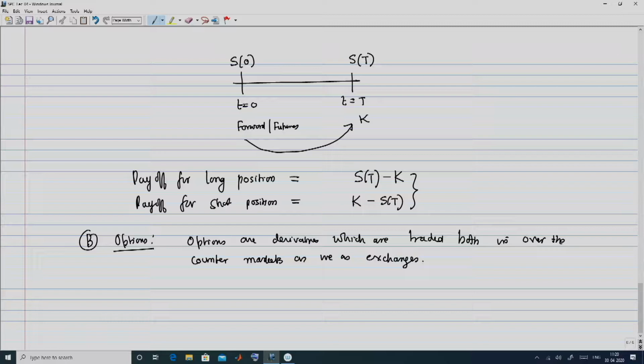Before I move on to the specifics of options, what I want to point out here is that while forwards and futures were a legally binding contract on both the parties, options are actually legally binding on only one party. Both forwards, futures and options are an agreement to buy or sell the underlying asset for a pre-specified price at a future pre-specified time. However, in case of forwards and futures, both the parties have the obligation to honor the contract. The options are designed in a way that only one party has the obligation, and the other party does not have that obligation.